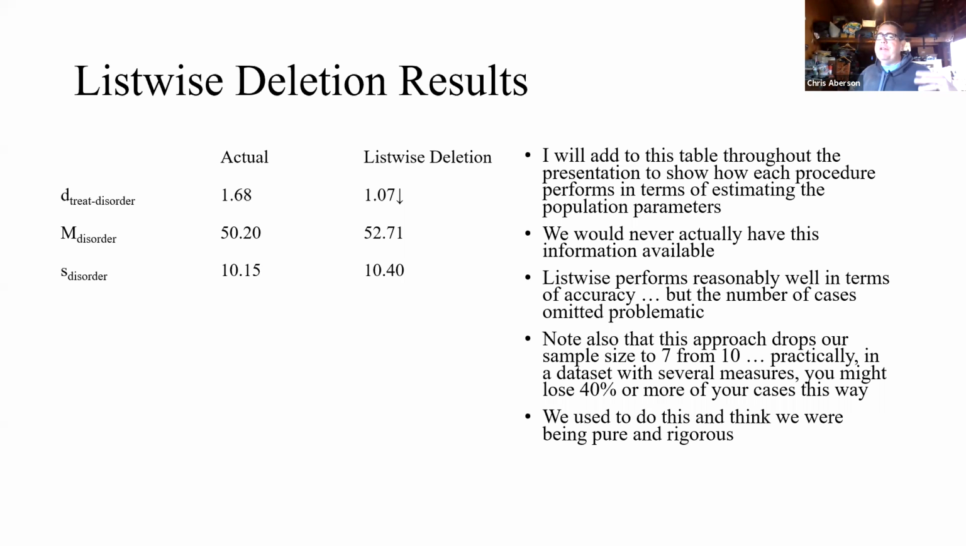Practically, with several measures that comprise lots of items, you might end up losing 40 or 50% of your sample that way. We used to do this and think we were pure and rigorous. Only those people who answered every single question shall be in my data set. But now we know it's a bad choice.